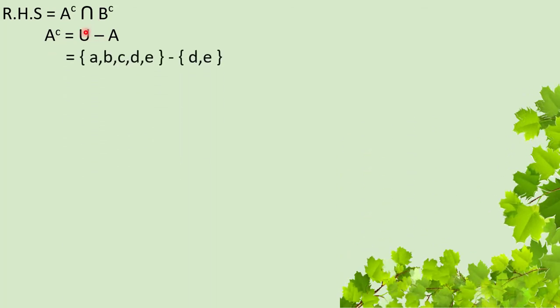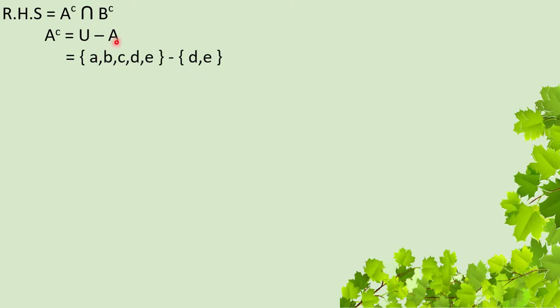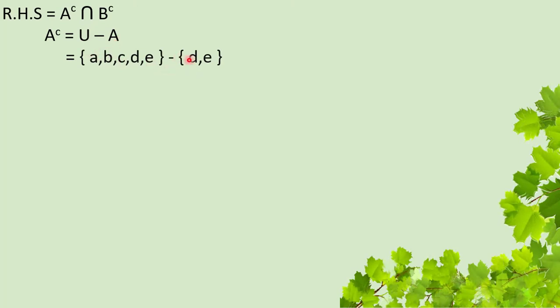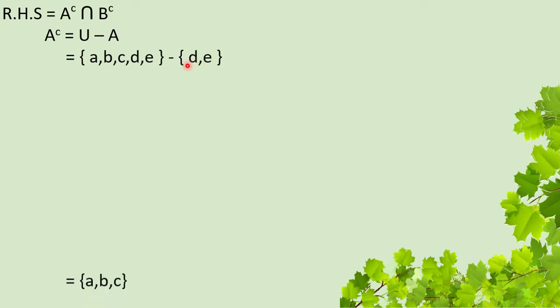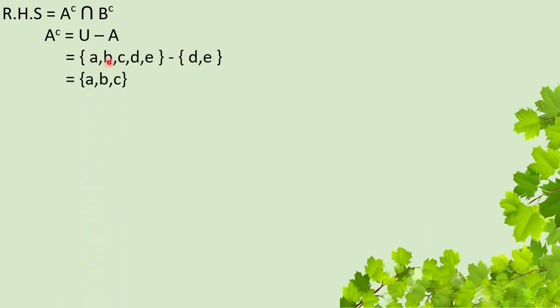Now you can see that A is present in this set but not in this. So we'll write here A as. Similarly B and C are present in this set but not in this. So we'll write here B and C as. Now you can see that D and E are present here, so we will not write here D and E.